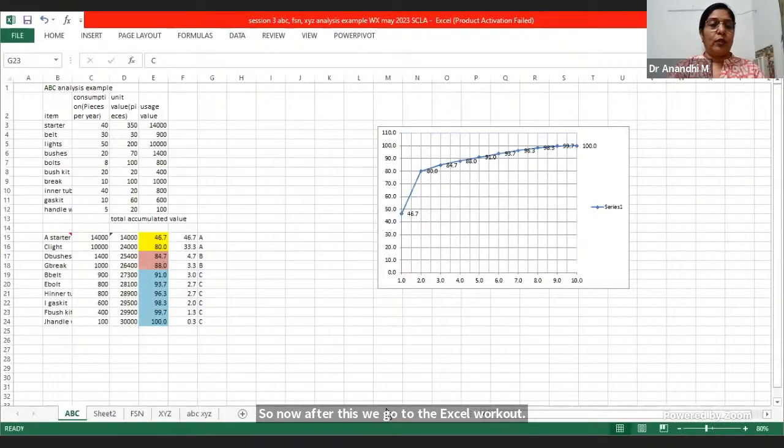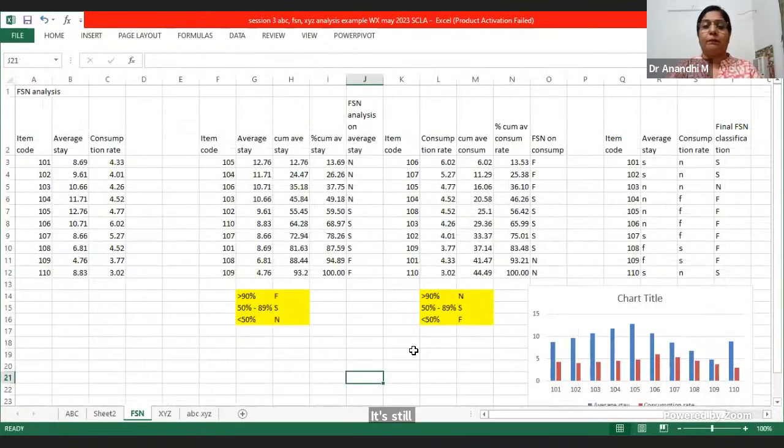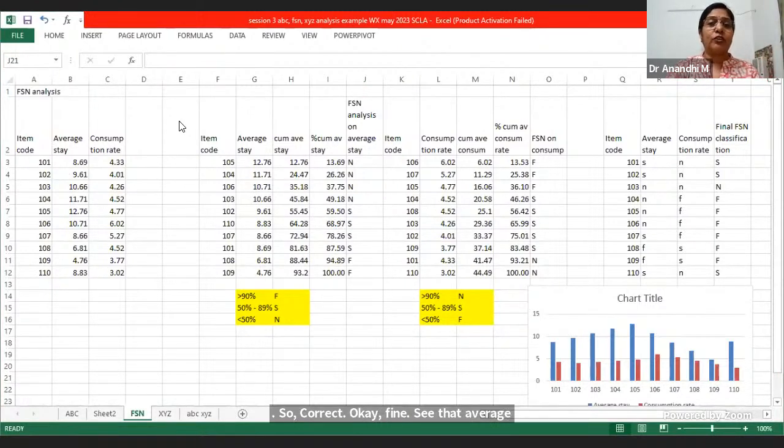Okay, so hope you all can see my Excel sheet. Okay, fine. So can you all see my FSN analysis page? Right. Okay, fine. See that average stay and consumption rate calculation? Yeah, okay. Thank you all of you.